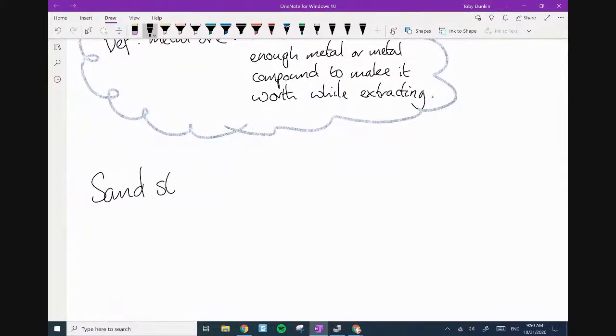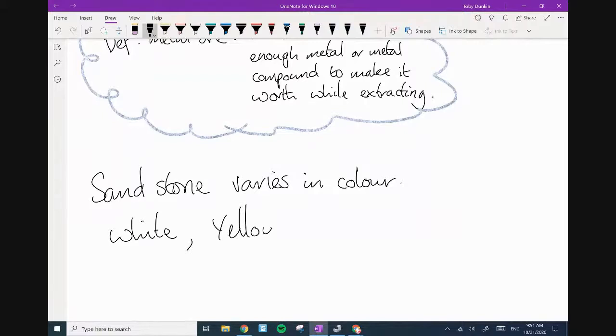Sandstone varies in color. It can go from white, it can then be yellow, and you can even get orange.